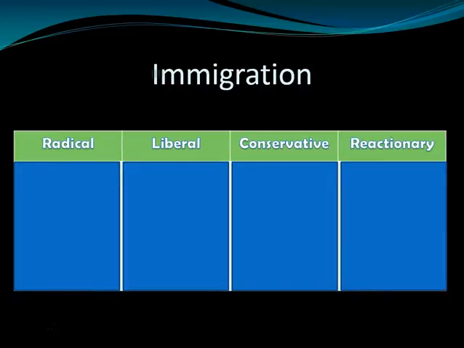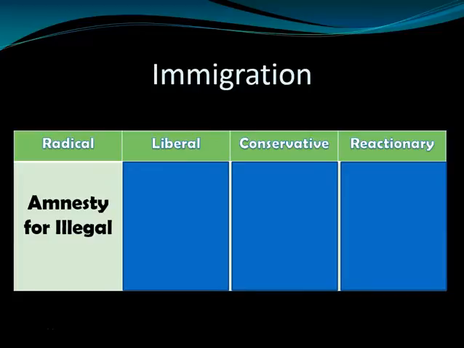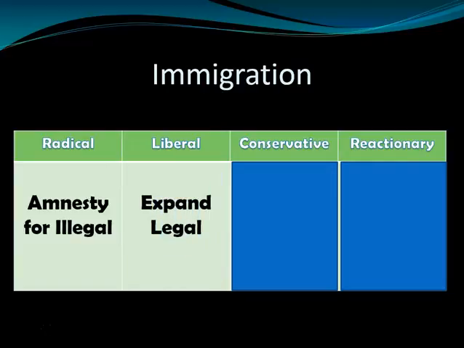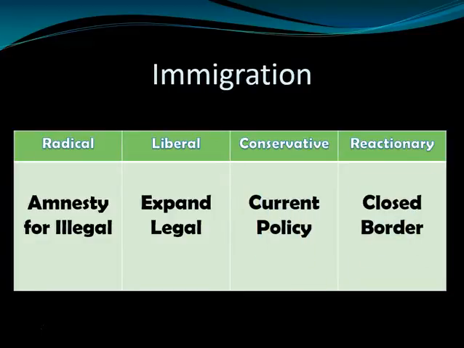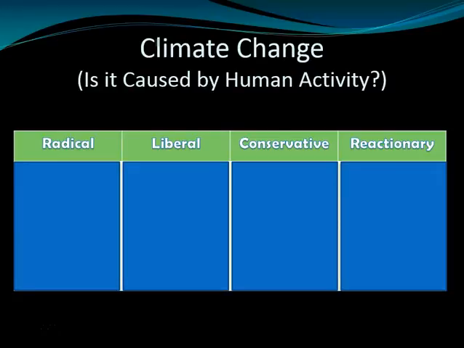When it comes to immigration, radicals would believe that anybody who has illegally immigrated into America should be able to stay. Liberals would believe that there should be a path to citizenship. That is, if you came here illegally, we should try to find a way to help you stay, but not necessarily everybody who comes over illegally would be allowed to stay. A conservative would tell us that the current policy is fine, and a reactionary would tell us we should close off our borders. Forget allowing any immigration into the country. Immigration is bad, according to reactionaries.